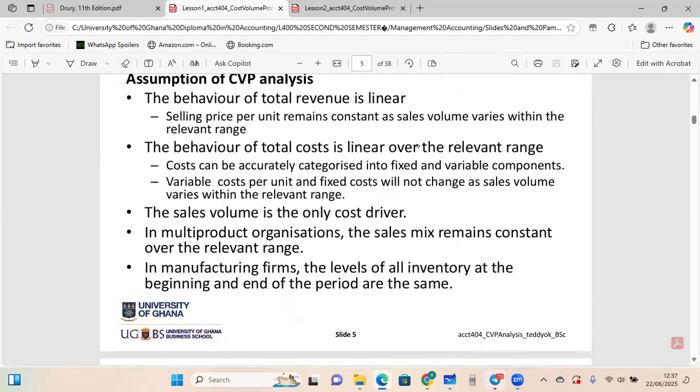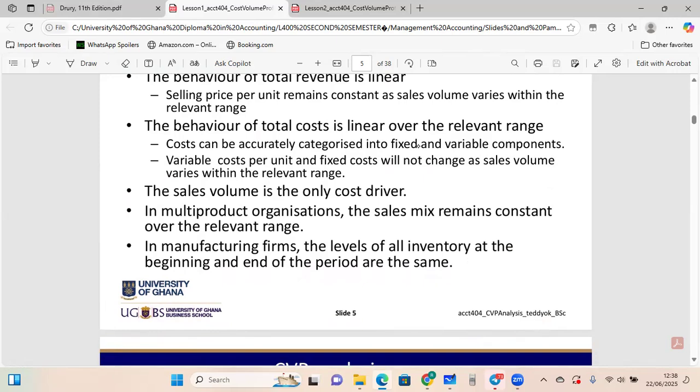And then they also say that sales volume is the only cost driver, right? Sales volume is the only cost driver, which is not so. We also have, in multi-product organizations, the sales mix remains constant over the relevant range, right? The rate might not be the same. Sometimes instead of producing two soup, you'll be producing only one soup, or you'll rather be producing two banku instead. So it will not be the same throughout, right? That's what makes it a limitation.